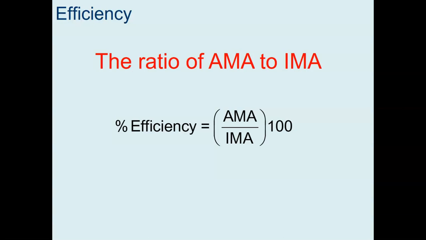Now, before we get to a calculation, let's talk about efficiency. We can compare AMA and IMA together to figure out how efficiently our object is actually working. So percent efficiency is equal to whatever you calculate for your AMA divided by whatever you calculate for your IMA, times 100%. And that will come out to be a percentage. Keep in mind that no machine is truly 100% efficient. We may have questions where we assume ideal conditions, which means your efficiency is 100% and your AMA is equal to your IMA. But in real life, that's never actually going to be the case.